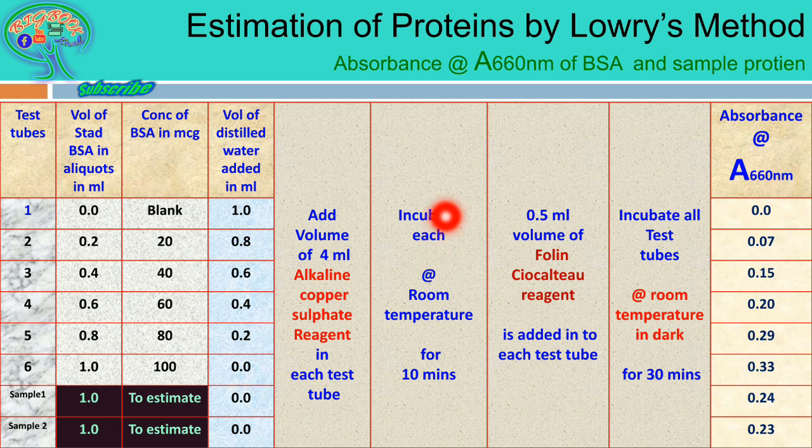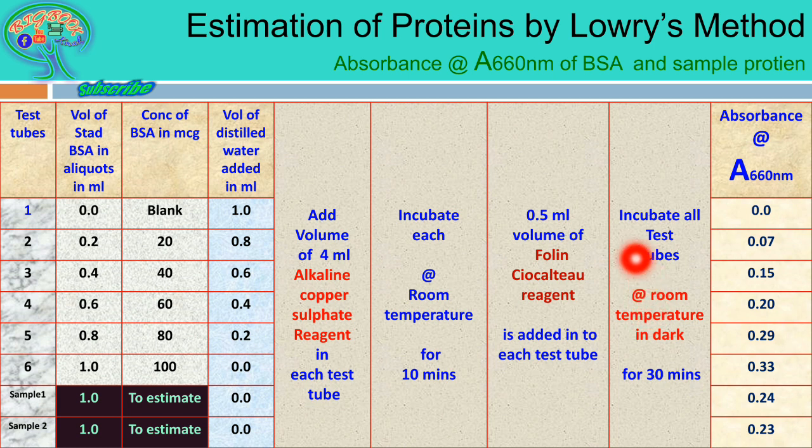Further, we are going to take the test tubes and add 0.5 ml of the Folin-Ciocalteu reagent into each test tube, and keep it for incubation again at room temperature in the dark for 30 minutes.